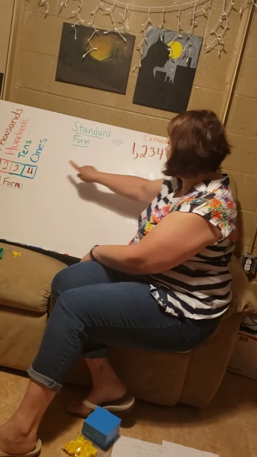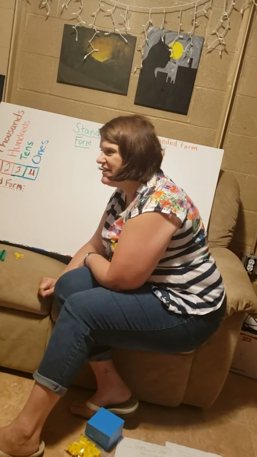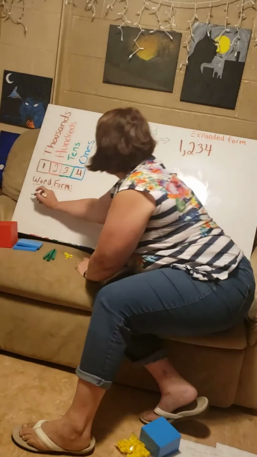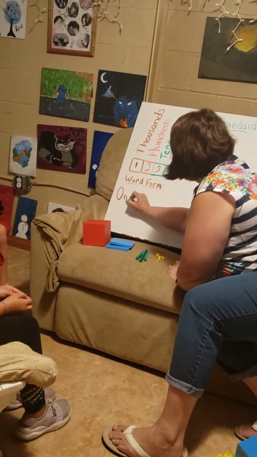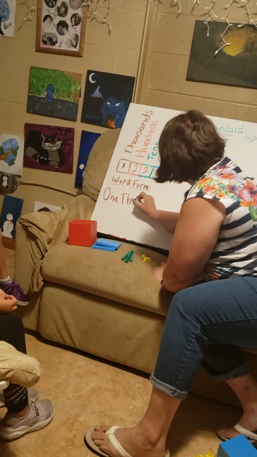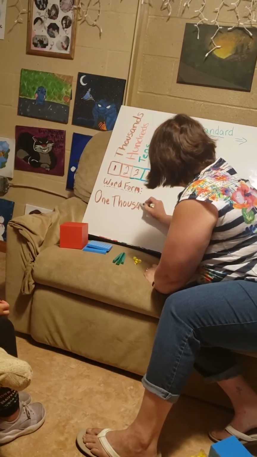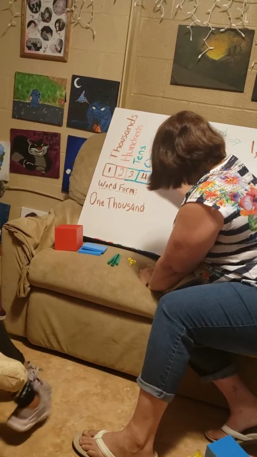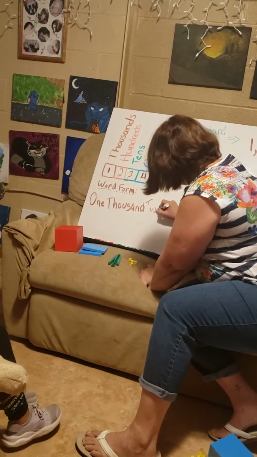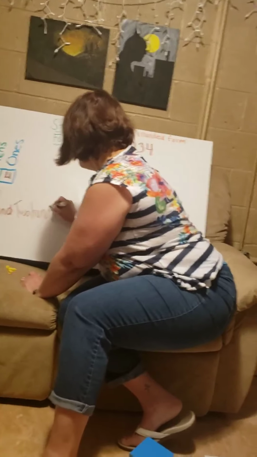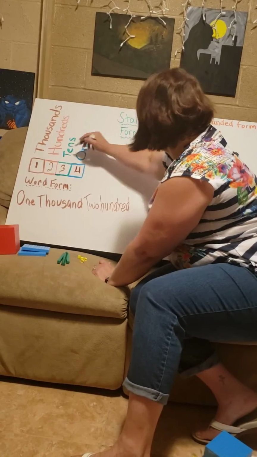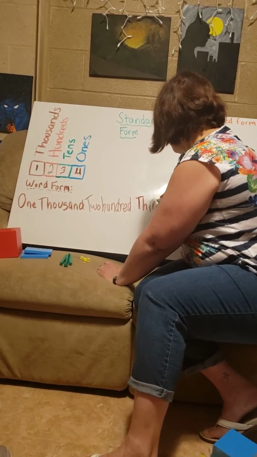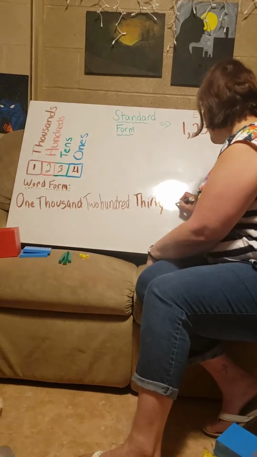Now, this and these are all the same. They're all equal, right? Okay. Now, if I want to write it out in word form, I would start with the thousands and write one thousand. Good. If I don't remember how to spell thousand, I can look up here, can't I? Then I would write how many hundreds? Two hundred. Very good. So it would be thirty-four. Good job.